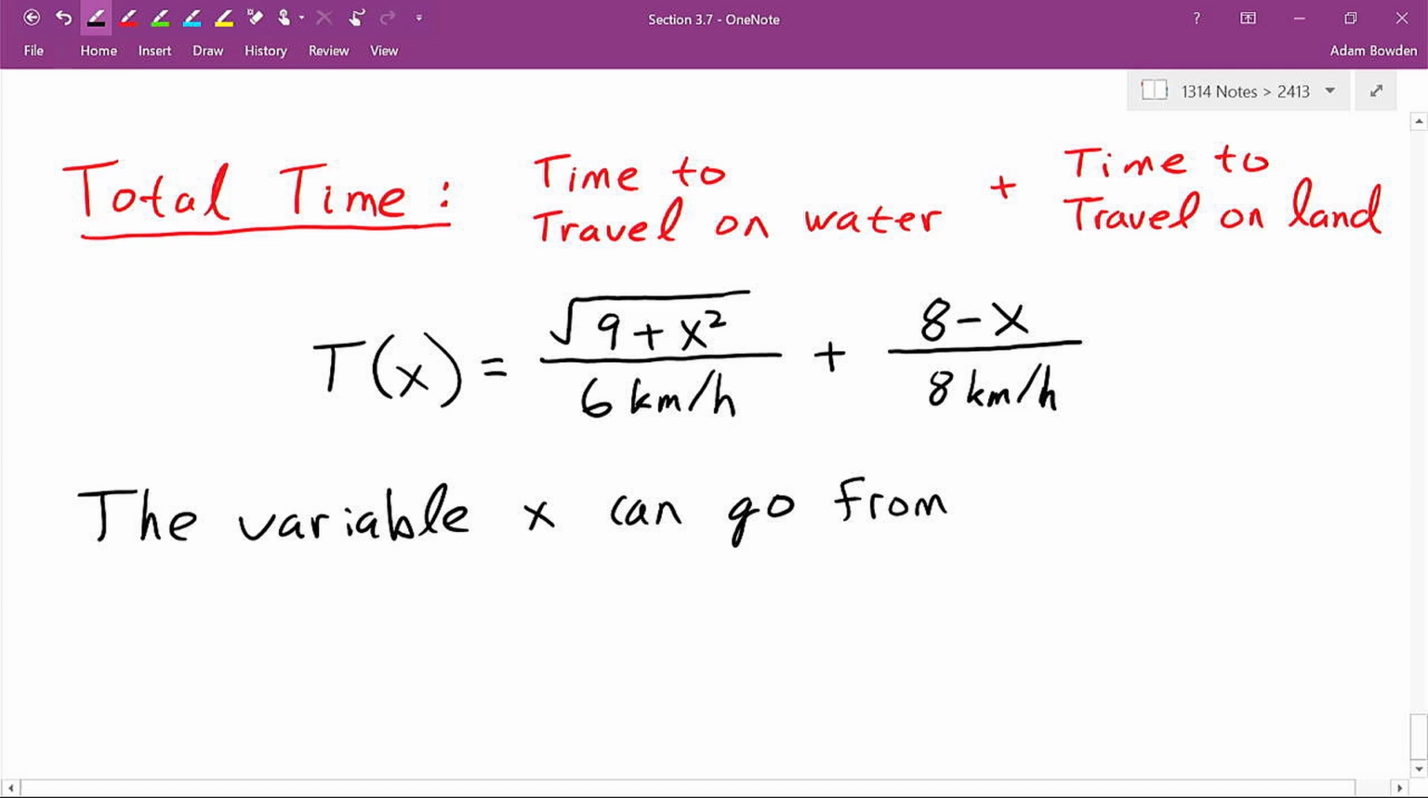We can make note that the variable x can go from 0, which is if they go straight across the river, row downstream, and don't travel on land at all, the way to 8. 8 would be if they went straight across and then all the way down along the land. So in other words, 0 is less than or equal to x, which is less than or equal to 8, are the lower and upper bounds for the variable x.